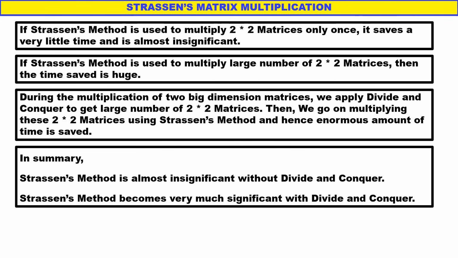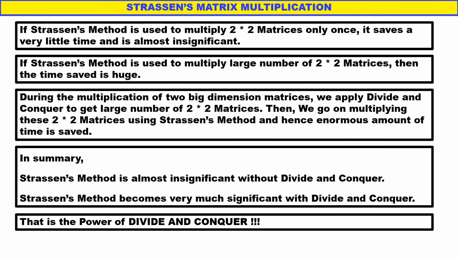Because without divide and conquer, you don't get these 2 cross 2 matrix multiplications in large numbers. Therefore, it saves very little time. Whereas when you apply divide and conquer, you get a lot of 2 cross 2 matrix multiplications. And for these, if you use Strassen's, that's a huge saving. That is the power of divide and conquer. So Strassen's method, when used with divide and conquer, saves an enormous amount of time. That is the contribution of Strassen's matrix multiplication. He reduced the time.